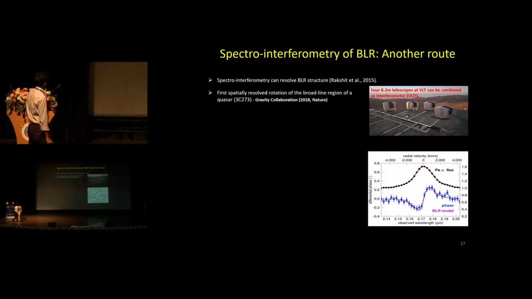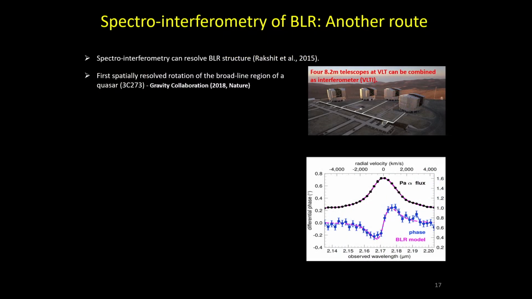In 2015, we saw how VLTI with four 8-meter telescopes combined together can be used to spatially resolve the broad line region and estimate the black hole masses. At that time only three 8-meter telescopes could be combined together with the AMBER instrument that was proposed in our group. We tried to observe the brightest quasar visible to us in the K band, 3C273, but we couldn't get any observations after trying for three years.